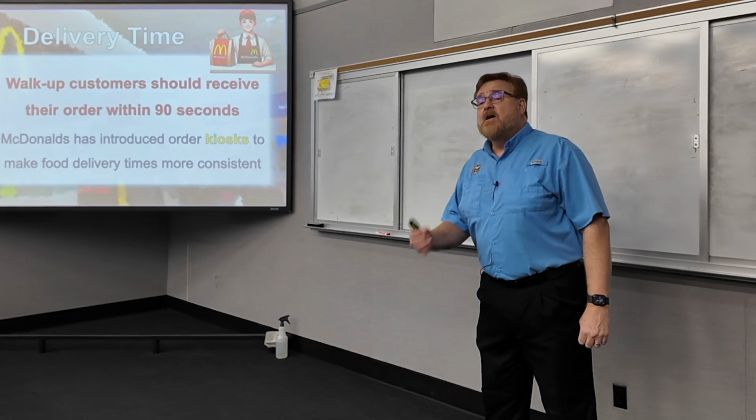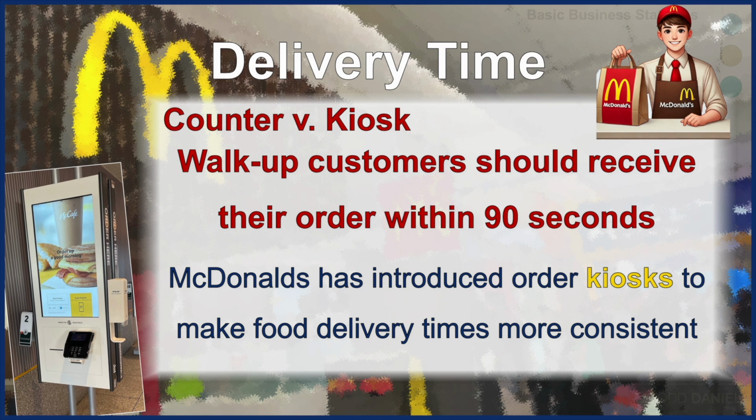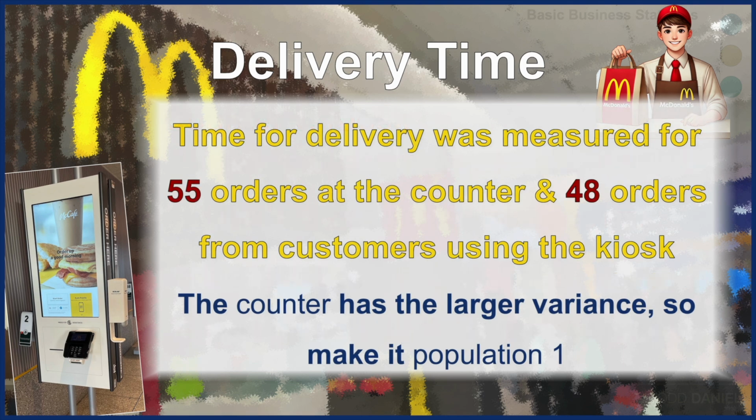So here's how this would work for our McDonald's example. Delivery time. Walk-up customers should receive their order within 90 seconds. However, McDonald's has introduced kiosks where you don't have to talk to a human being. You can press buttons on a screen. Is the consistency of the delivery time the same between going to the walk-up window or the counter versus using one of these kiosks? The time for delivery was measured for 55 orders at the counter and 48 orders from customers using the kiosk.